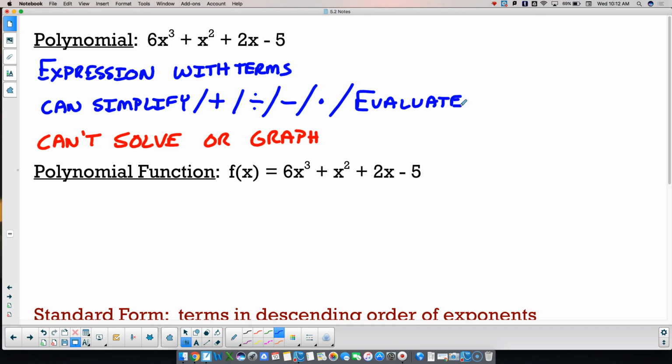Evaluate them, remember, is I can say, okay, I want to know what the value of this expression is, or what this polynomial is, when x is 3. So I plug 3 in for x and do all the math. So we can do all of that with them. The downfall is this, what's written in red. We can't solve, can't graph, because that's algebra. And you're in college algebra. So if I can't solve it or graph it, that just doesn't do us any good.